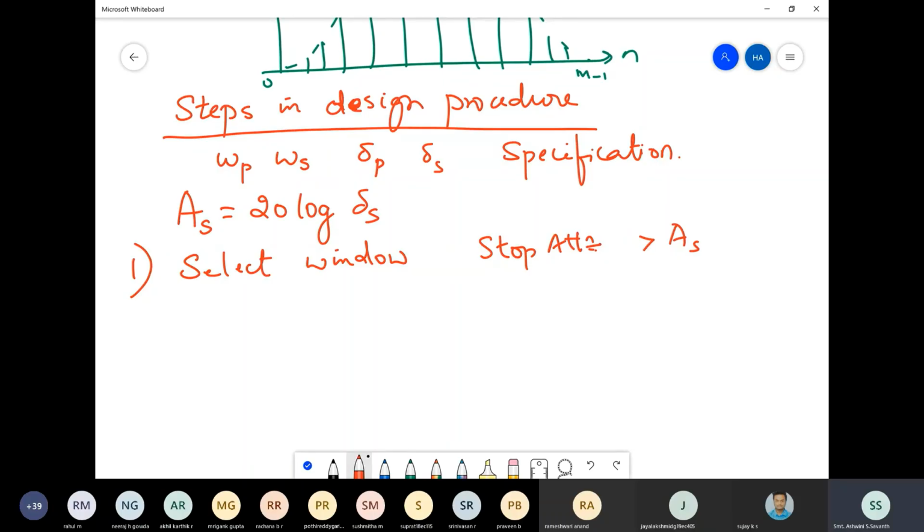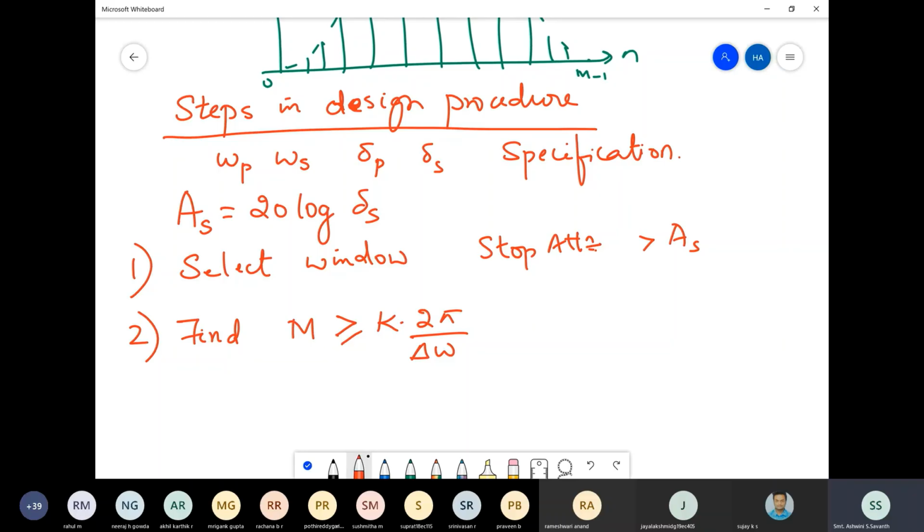Once you select the window, you know the transition width for the corresponding window that we have written down. So you can find M. Find M so that it is more than or equal to K into 2 pi by delta omega.